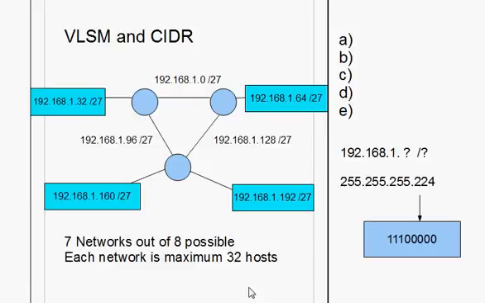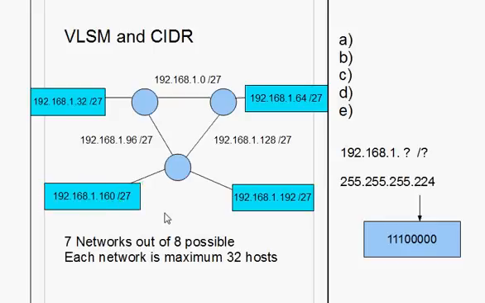But what if you need different size networks? What if you want this network to have 128 hosts? And then these networks in between the routers are just point-to-point links, directly connected from one router to the next. You only need 2 usable hosts in between these networks. You don't need 32 host addresses. This network over here, let's say you want 32 hosts. This network, you also want 32 hosts. But this network over here, you've only got 10 computers, so you only need 16 hosts.